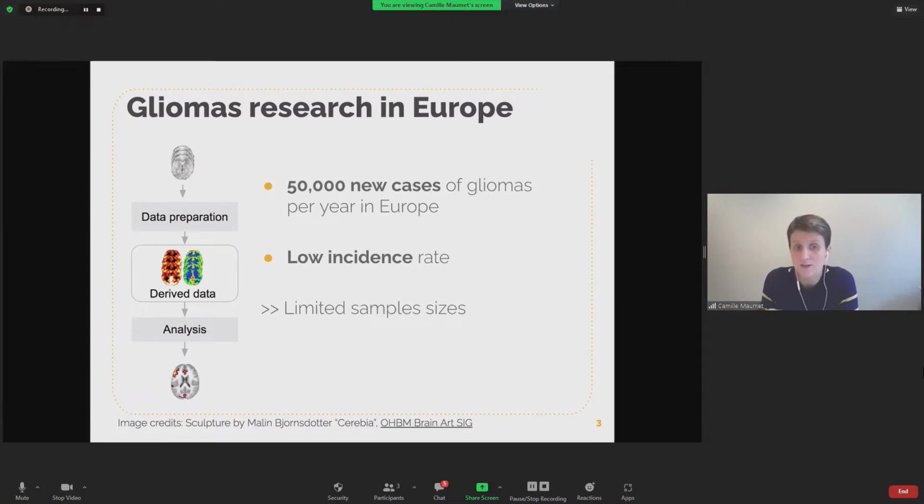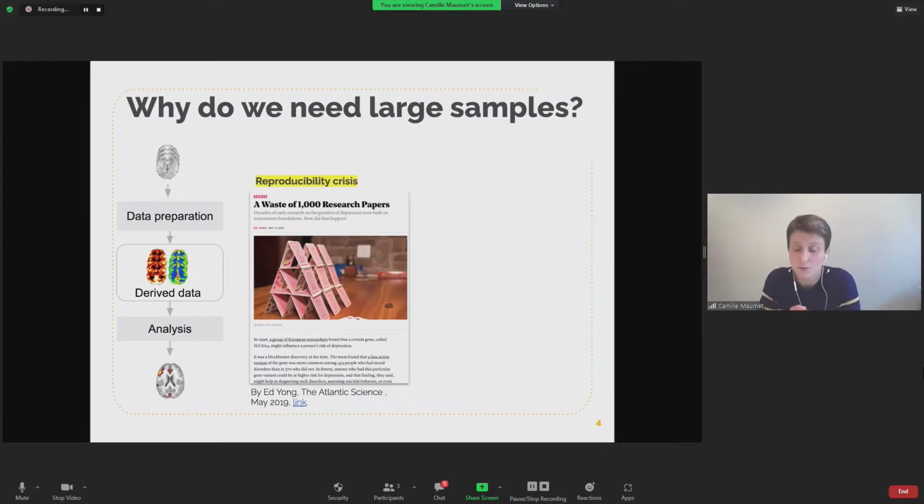But locally, there is a low incidence rate, which unfortunately often makes our studies low in sample size. This has been known for a few years now, and it can be an issue for multiple reasons. So I have two really quick examples, not necessarily from the same fields as ours, but that illustrate quite well how small sample sizes can be an issue.